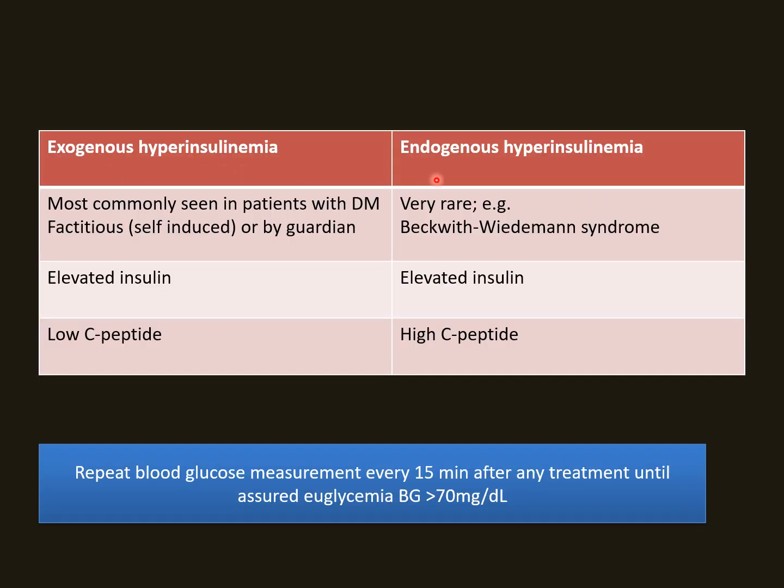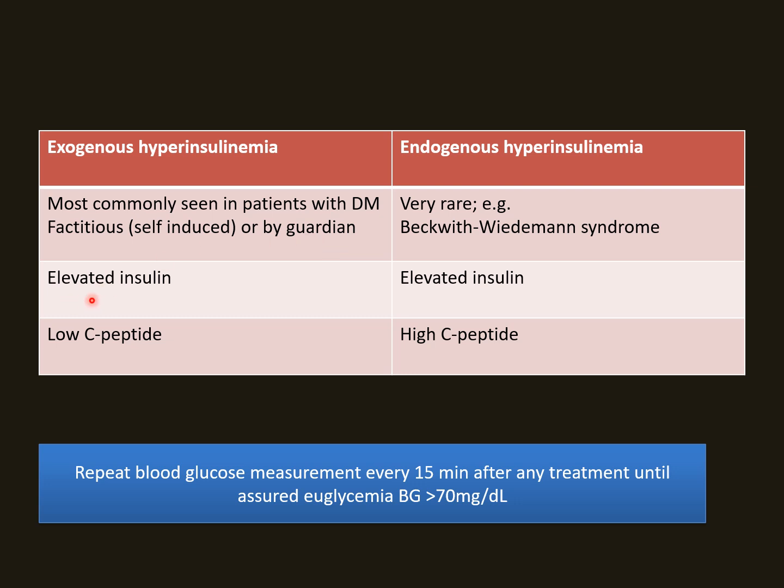The way to make the difference between exogenous hyperinsulinemia and endogenous hyperinsulinemia: this is exogenous hyperinsulinemia. This is most commonly seen in patients with diabetes when they take extra insulin, or they miscalculate their dose of insulin, or it can be factitious, self-induced, or by a guardian, and this is considered child abuse.